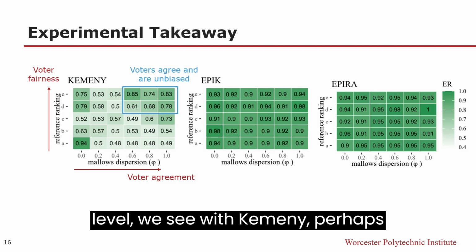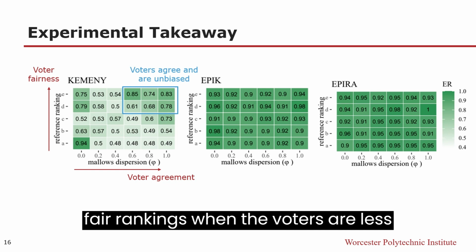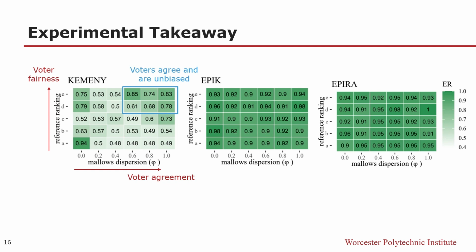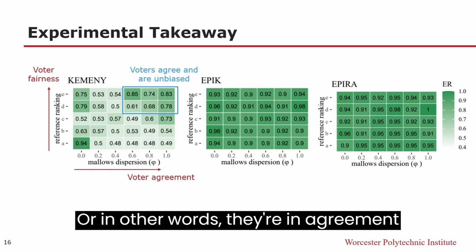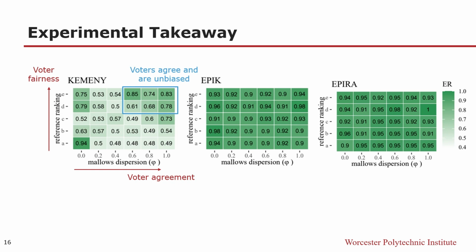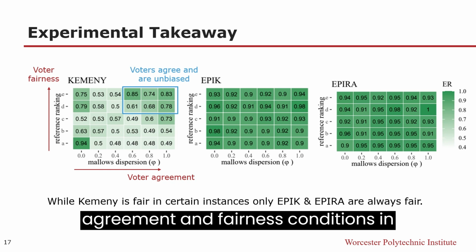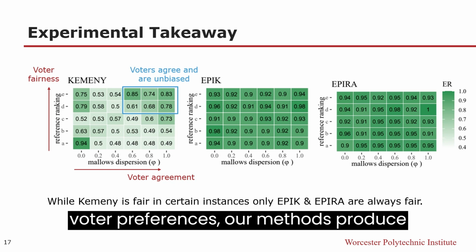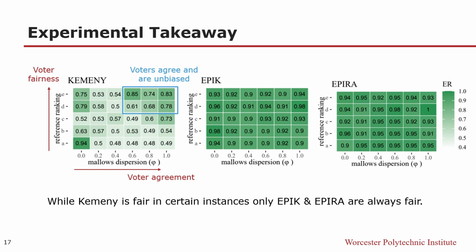At a high level, we see with Kemeny, perhaps intuitively, that it only results in fair rankings when the voters are less biased and also have similar preferences, or in other words, they're in agreement and fair, as you can see in the blue box. In comparison, we find that across all agreement and fairness conditions in voter preferences, our methods produce fair consensus rankings.